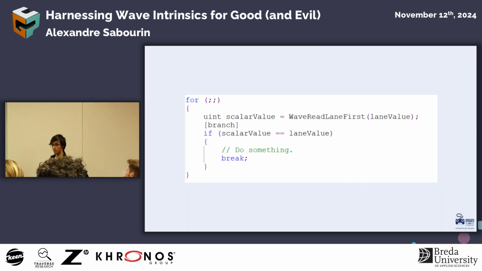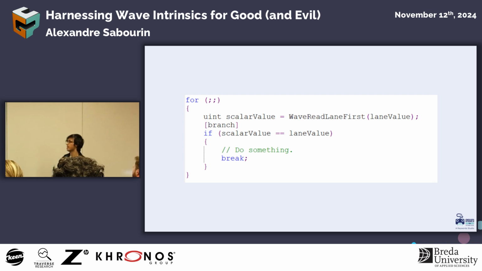A waterfall loop is pretty simple. It's essentially a way for us to iterate through each unique value in our wave. In this case, we start with an infinite loop where each lane is active, and we read the first active lane. Let's say our wave has the values A, B, and D. So our first active lane has the value of A. Each lane that matches the value A enters the branch, does some work, and then breaks out. That means each lane that had that same value is now inactive. And then maybe the value B is the next one we read. Each lane that matches B goes into the branch, does some work, and then breaks out.